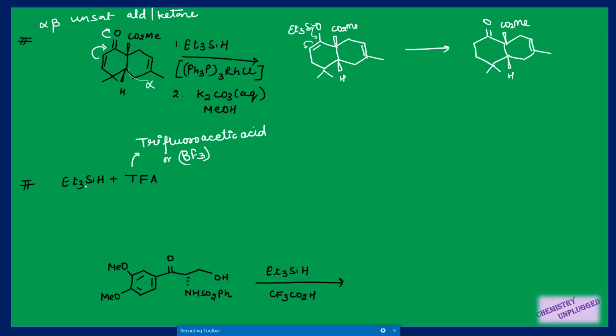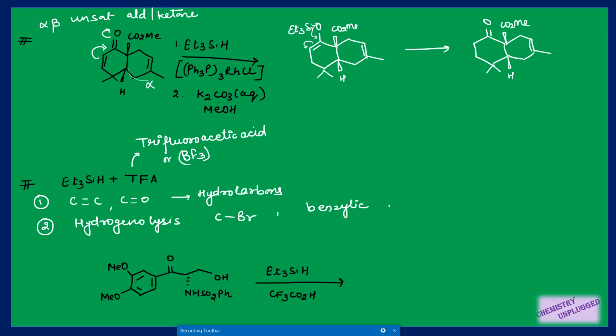So here I have some important points about these two. First, it can cause reduction of carbon-carbon double bonds and the ketonic group into hydrocarbons. They will form hydrocarbons. Then the second important point is it can cause hydrogenolysis, particularly when I have a carbon halide bond and a benzylic carbon OH bond. This part is very important, right? Then the third point is reduction of aromatic ketones.